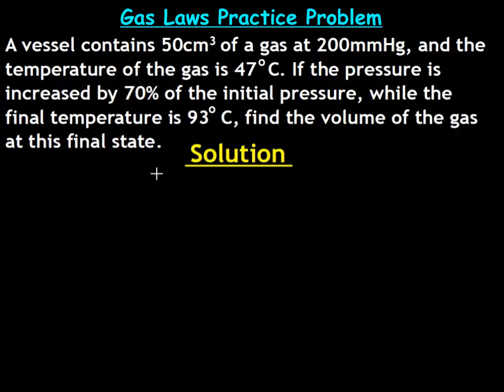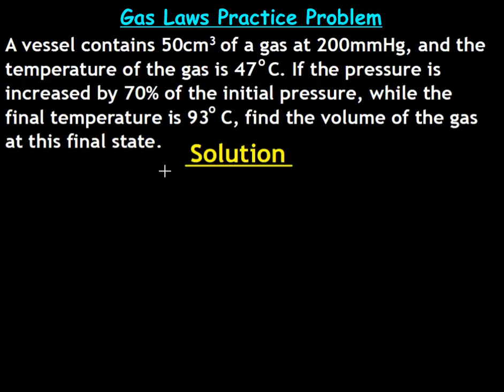In this video, let us solve this problem. So we have a vessel containing 50 cm cube of a gas at 200 millimeter mercury, and the temperature of the gas is 47 degrees Celsius. If the pressure is increased by 70% of the initial pressure, while the final temperature is 93 degrees Celsius, find the volume of the gas at this final stage.